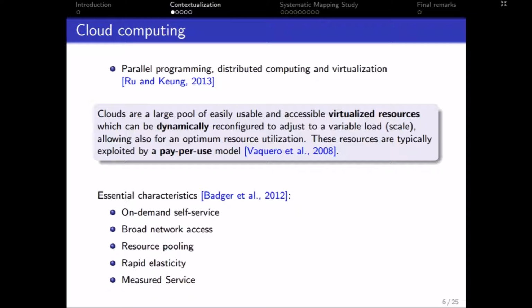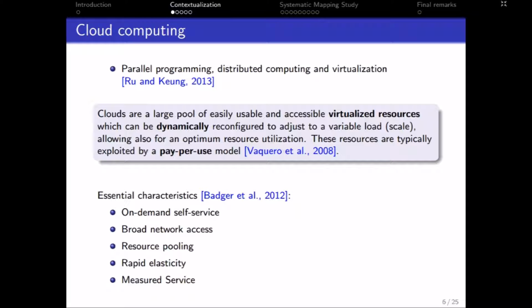The main characteristics of this model are: on-demand self-service. A consumer can use the computing capabilities as needed automatically without requiring human interaction with each service provider. Broad network access. Capabilities are available over the network and accessed through standard mechanisms that promote use by heterogeneous, thin or thick client platforms.